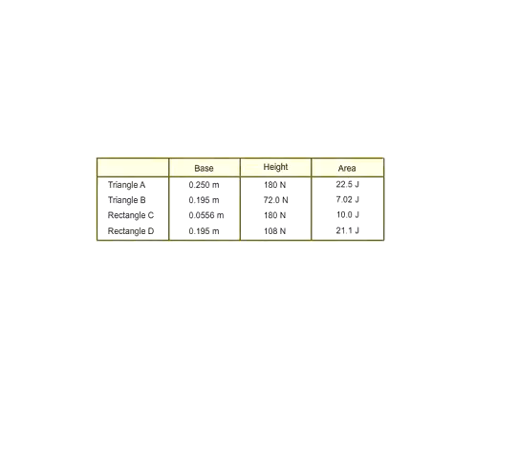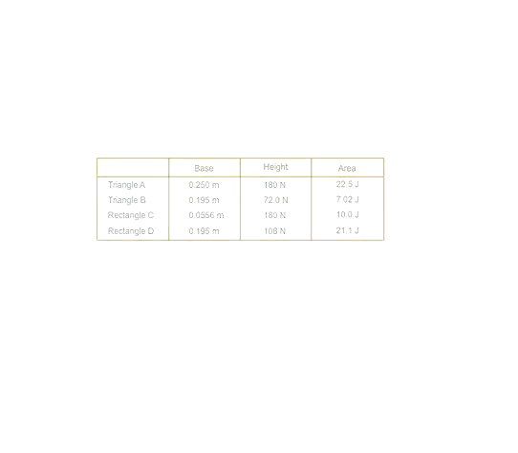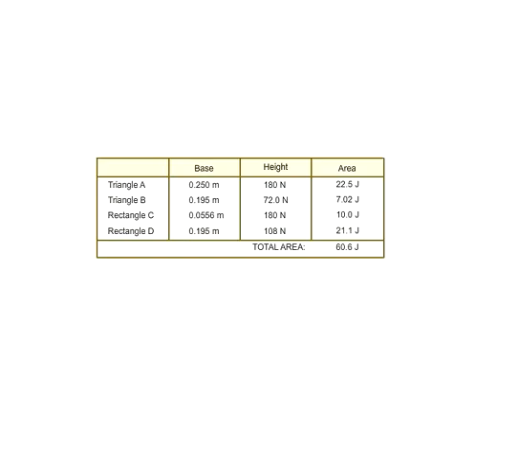This table summarizes our calculations. Now we can add up all the areas and get the total area, which is the area under the curve. The total is also the work that was done when the bow was stretched, and we get a value of 60.6 joules.